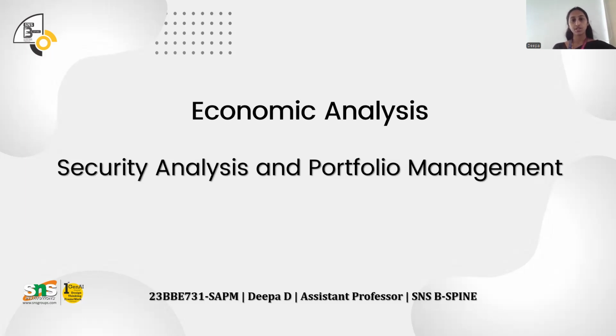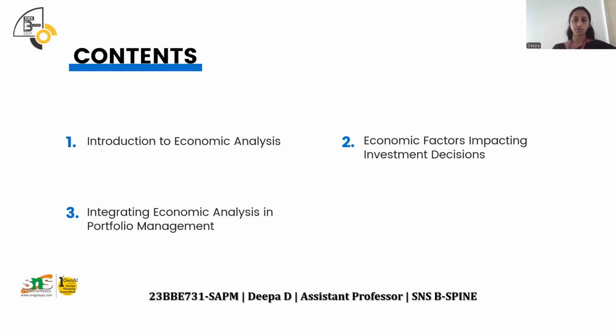So, whenever we study a subject called security analysis and portfolio management, understanding economic analysis is equally important, because whenever we make investments, there is certain analysis we have to do. The first one is economic analysis, and continuing with that, we have company analysis and industry analysis also.